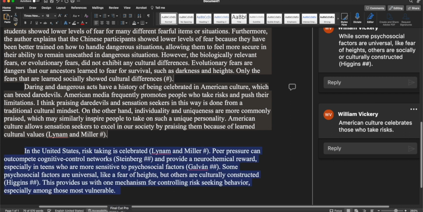In the United States, risk-taking is celebrated. Peer pressure can outcompete cognitive control networks and provide a neurochemical reward, especially in teens who are more sensitive to psychosocial factors. Some psychosocial factors are universal, like fear of heights, but others are culturally constructed. This provides us with one mechanism for controlling risk-seeking behavior, especially among the most vulnerable. We need an example of a culturally constructed psychosocial factor.